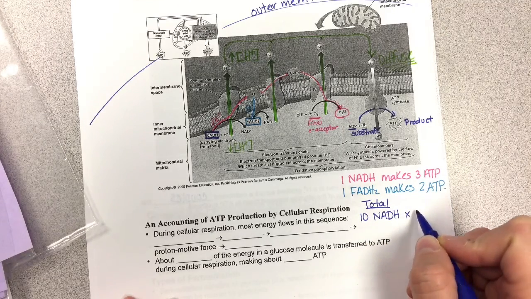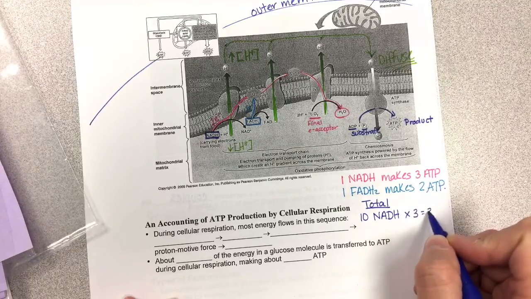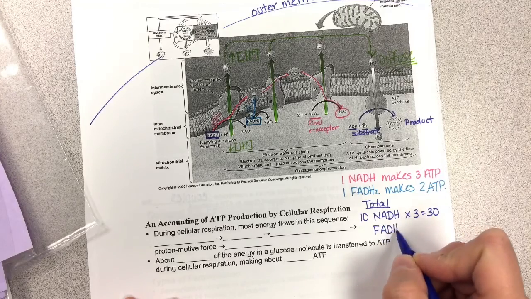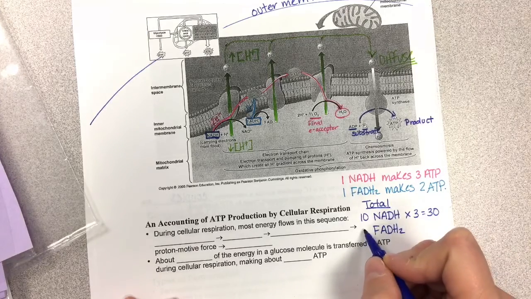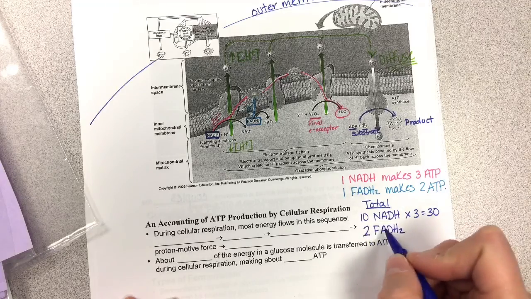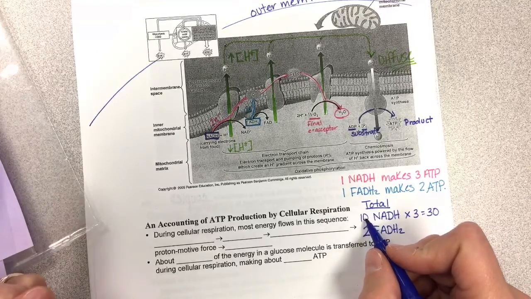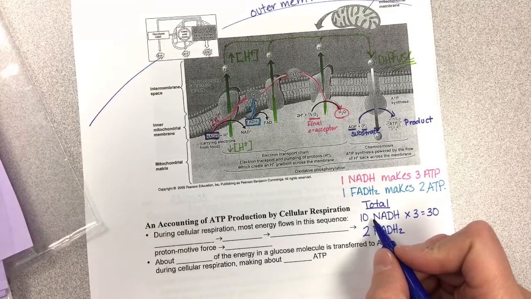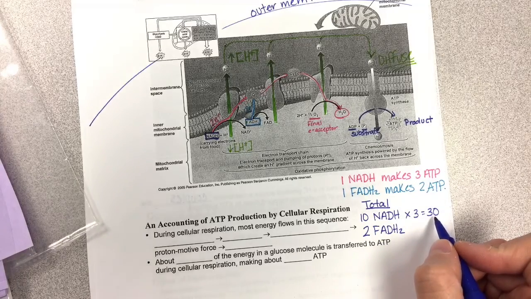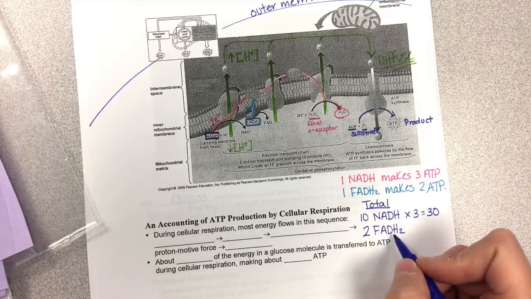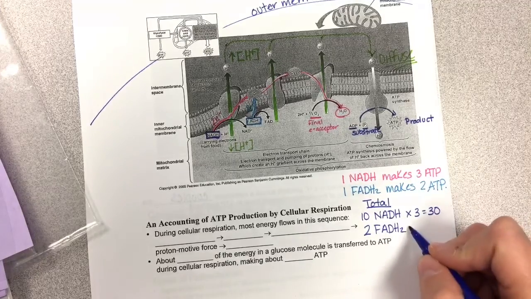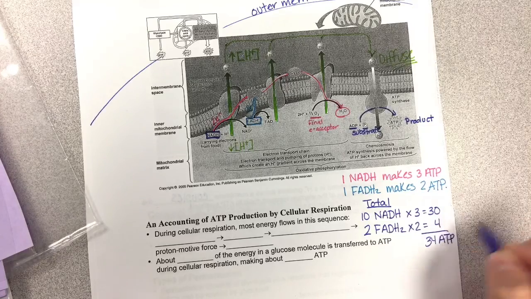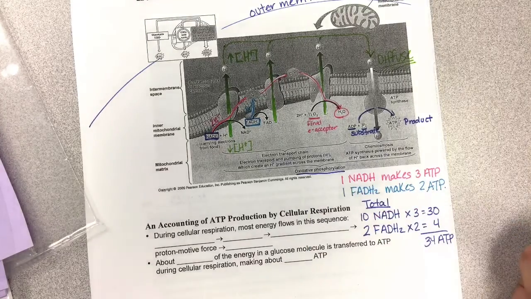10 NADHs, each one of those makes 3 ATPs, so we get 30 ATP made from NADH. Now do the same thing for FADH2. Pause it for that. And you should have gotten 2 from the Krebs cycle. The 10, by the way, comes from 2 from glycolysis, 2 from the link reaction, and 6 from the Krebs cycle, and that's how we get our 30. And the 2 FADH2s come from the citric acid or Krebs cycle, and each one of those makes 2 ATP, so we get 4. So our total is 34 ATP made in just this oxidative phosphorylation step.